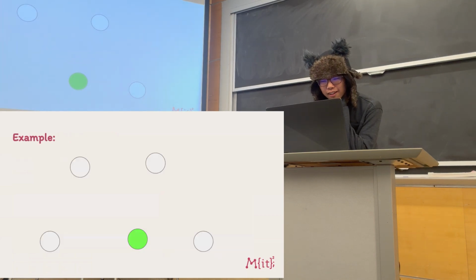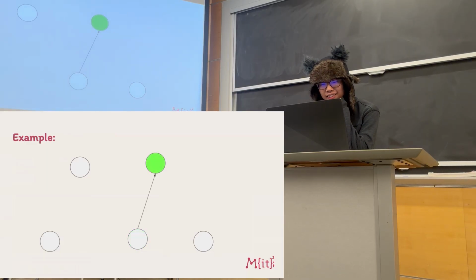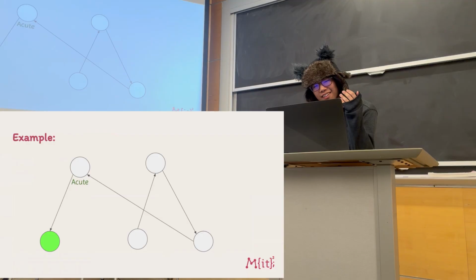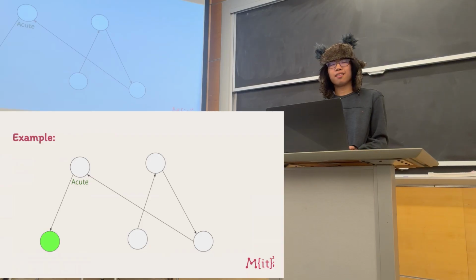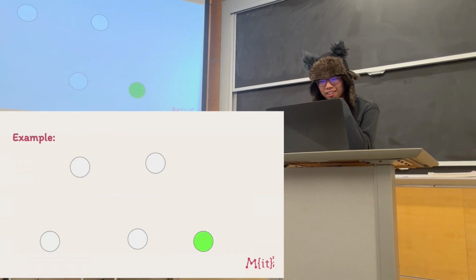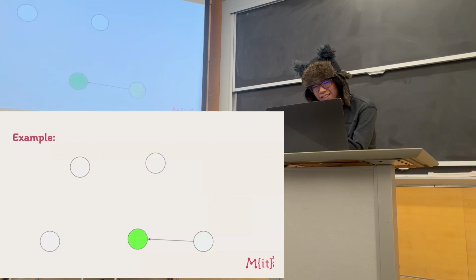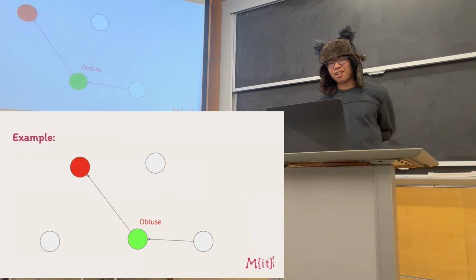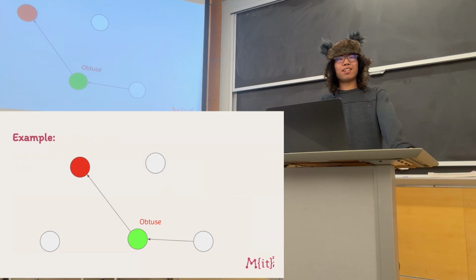So for example, if you start from this green dot and then you go there, you can form an acute angle, another acute angle, and another acute angle. So this is a valid path through the dots. But if you go from the rightmost green dot to this green dot to this red dot, this is not allowed because you're forming an obtuse angle. So does this problem statement make sense to everyone?